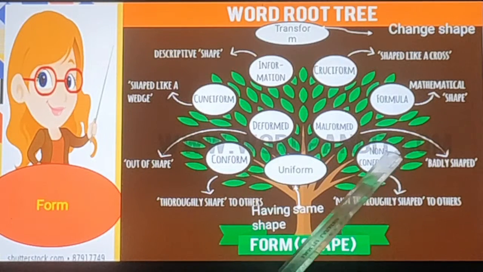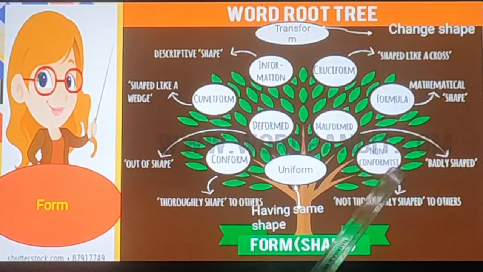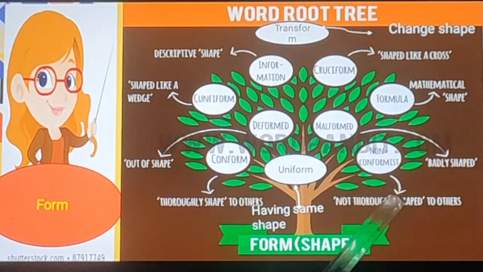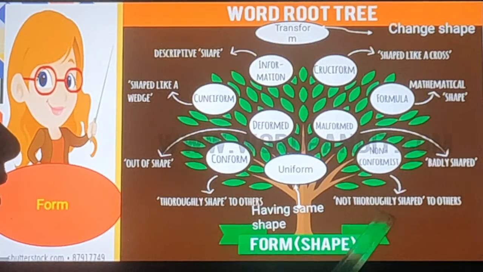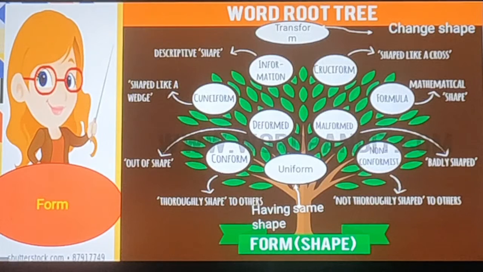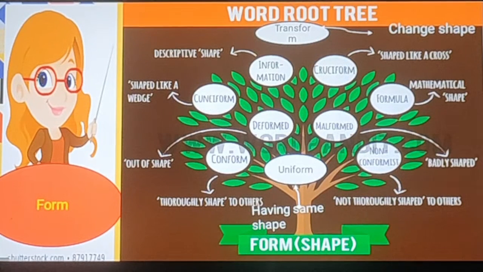Now next one, non-conformist. Non-conformist means not thoroughly shaped to others. Not thoroughly shaped to others means others do not have this shape. That is different. That's why we call it non-conformist. That is called not thoroughly shaped to others.